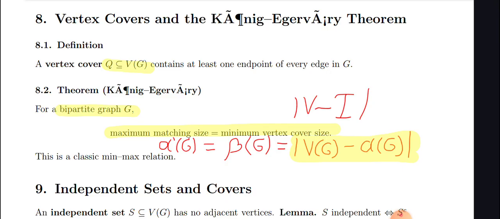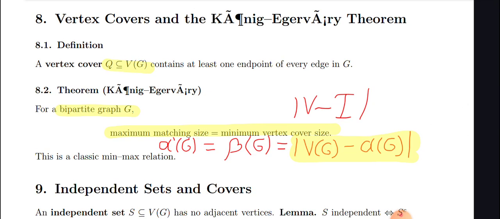Why is that? Well, every edge in your matching M has to be covered by some vertex in Q. And since all the edges in M are disjoint, they don't share any vertices, you need at least one unique vertex from Q to cover each one. So M must be less than or equal to Q. That inequality, |M| ≤ |Q|, is always true for any graph.